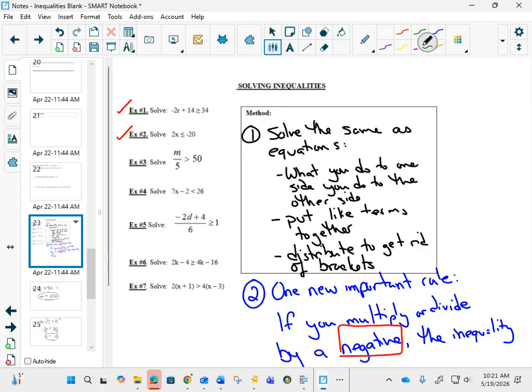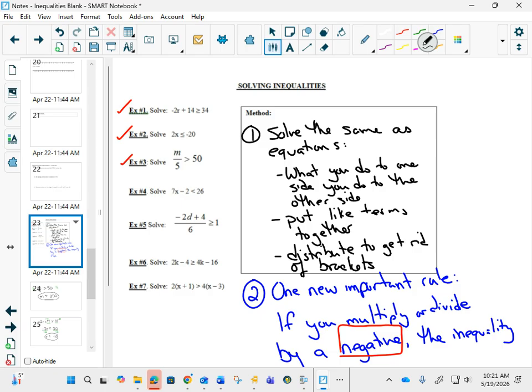That was example 3. Did I give you enough room on yours to put the work? Yes. I didn't really give myself enough room, so that's why I'm rewriting each of them.